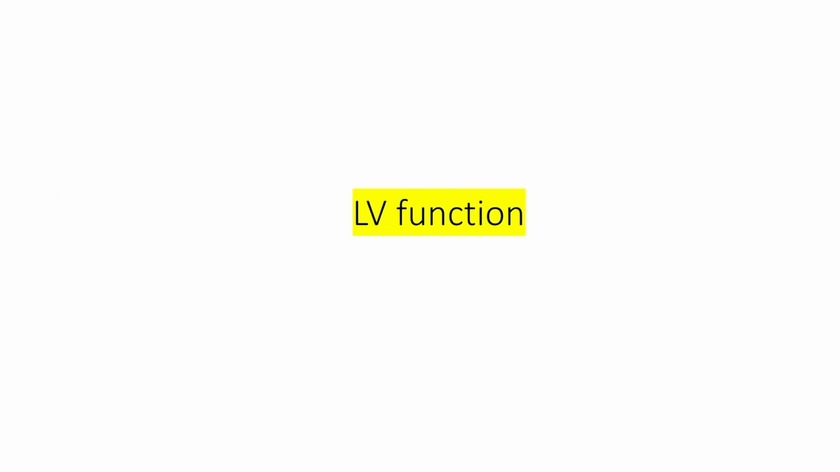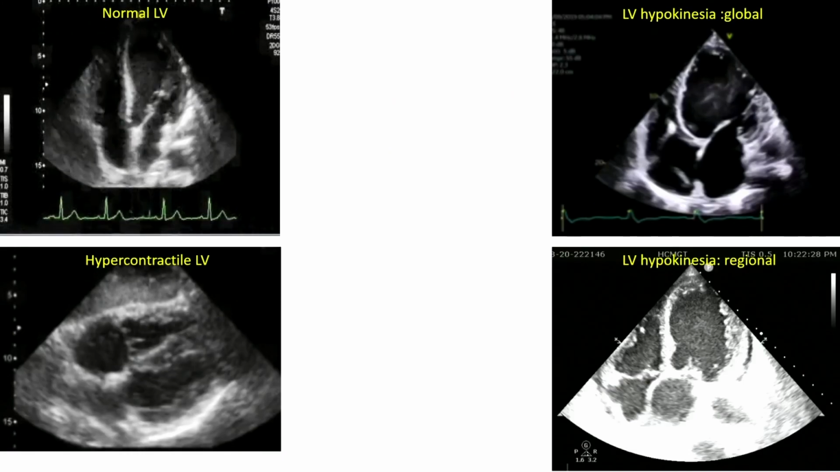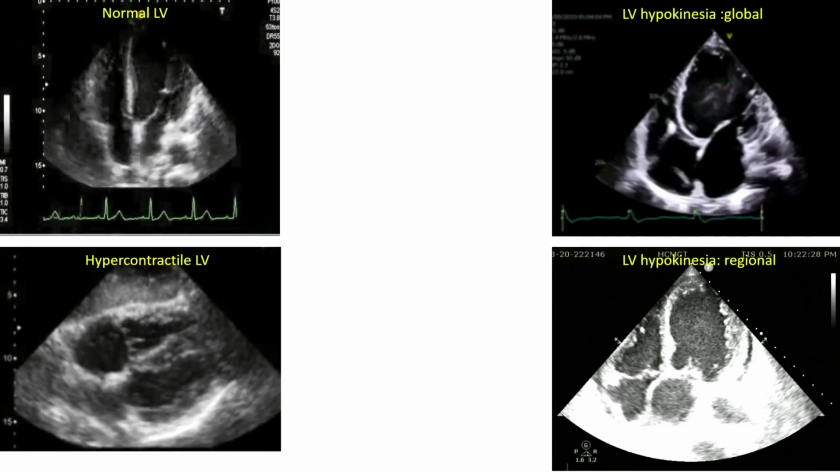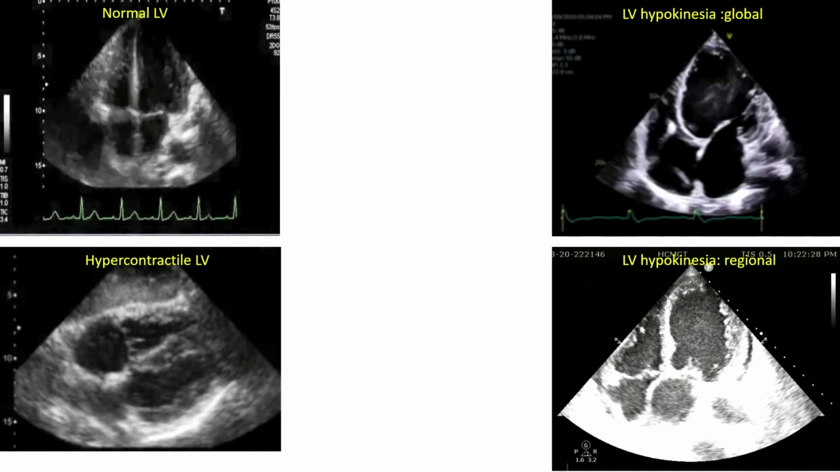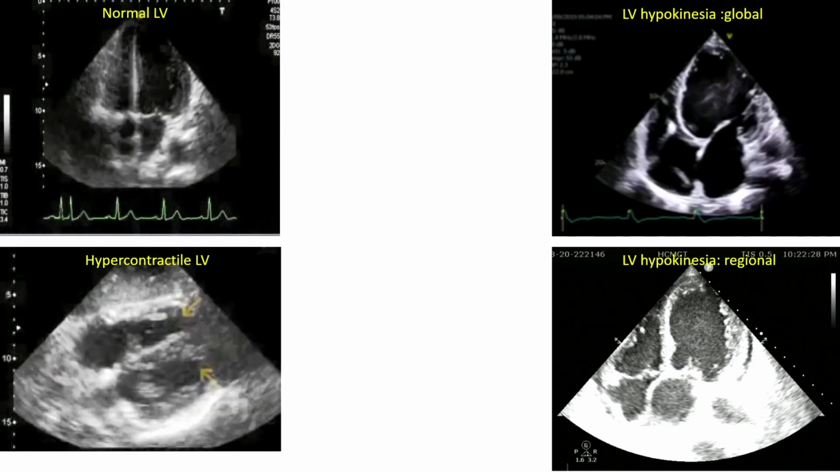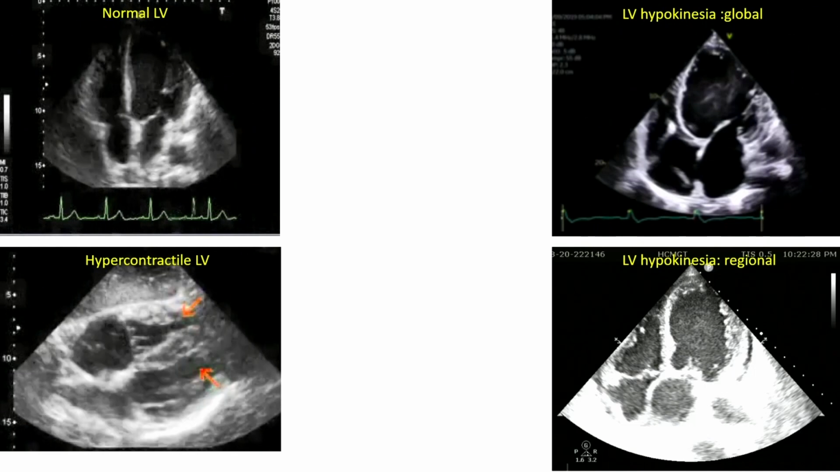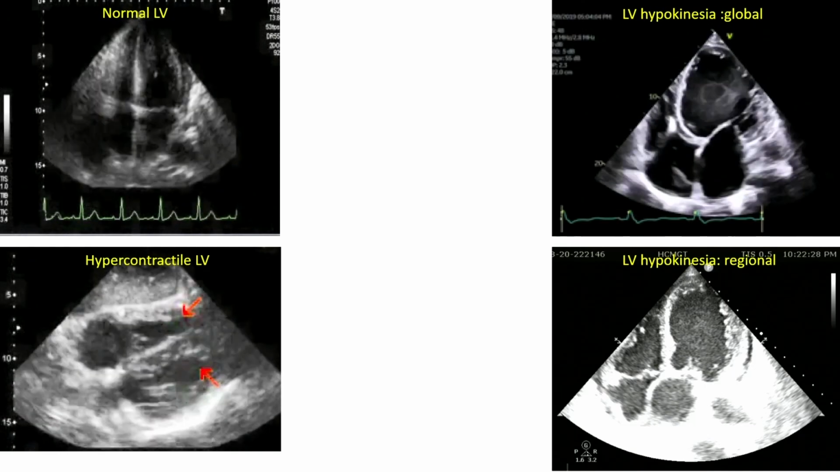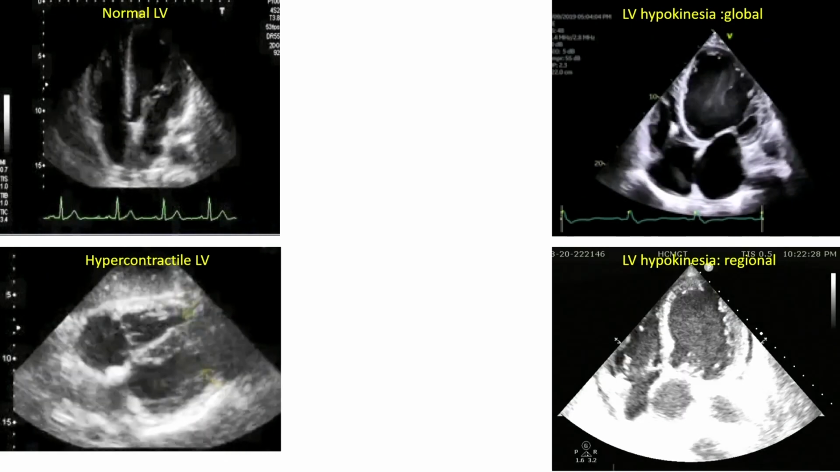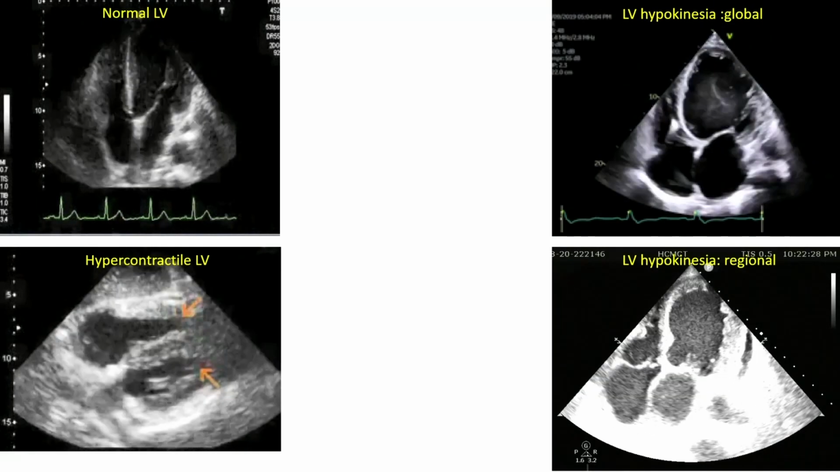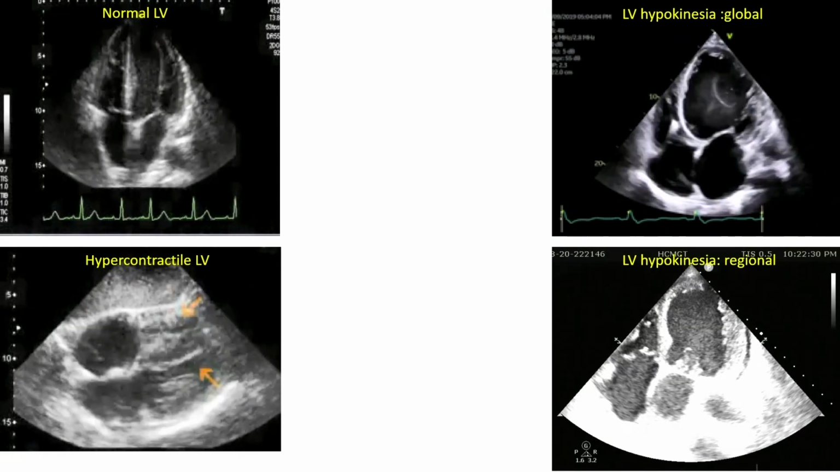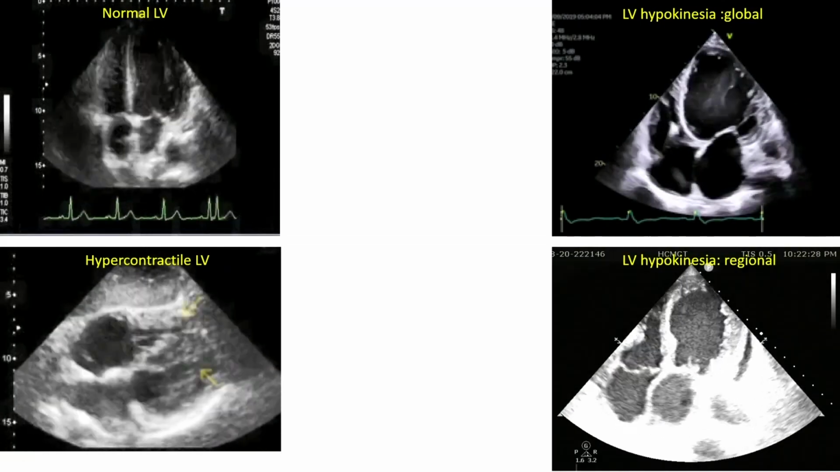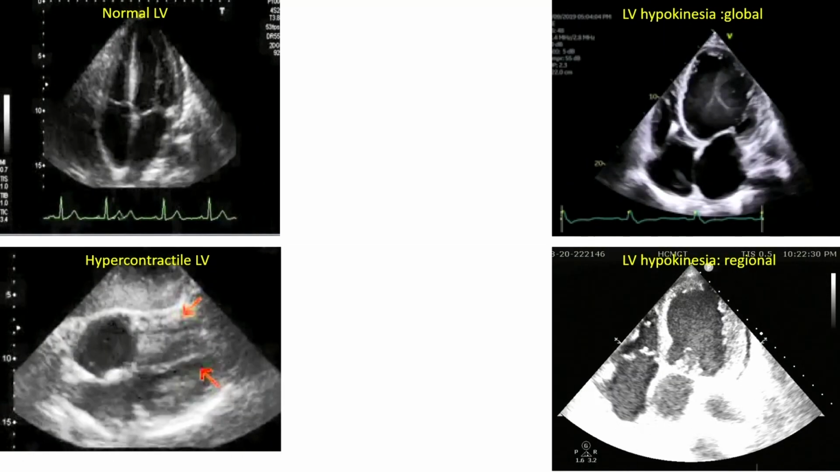Coming to the LV function, global LV function, a normal LV looks like this. You can see the RV looks smaller than the LV in both the cycles, the systole as well as diastole. That has to be like that. If it's not like that, there is a problem with the RV, but we are talking about the LV right now. Globally, it will contract very well. The entire cavity will concentrically come closer. There will be no lag or wall motion abnormalities.